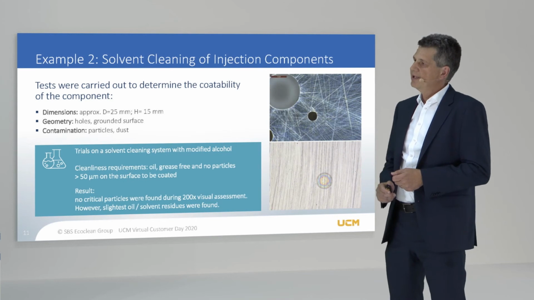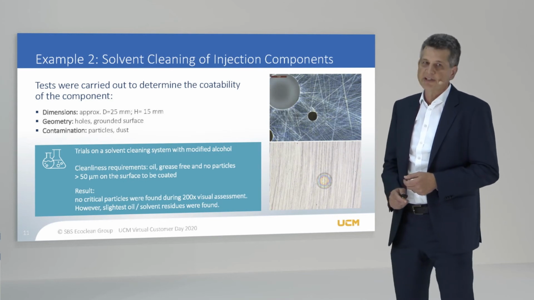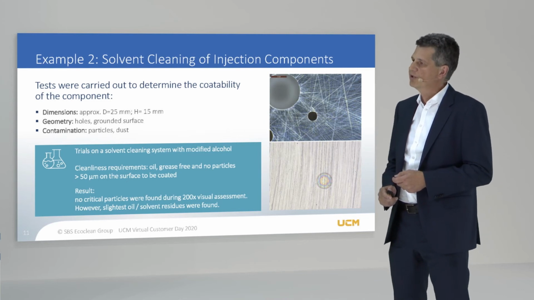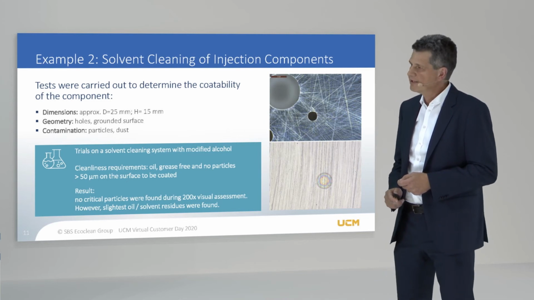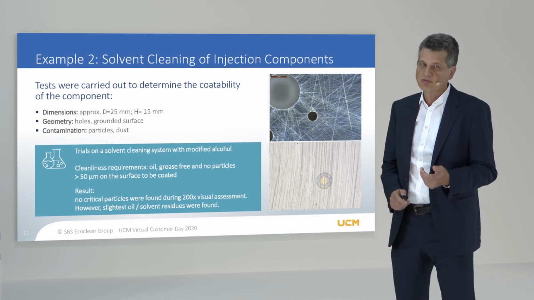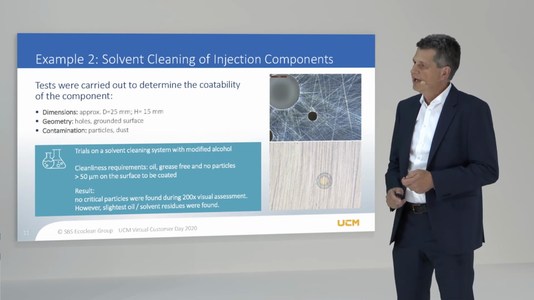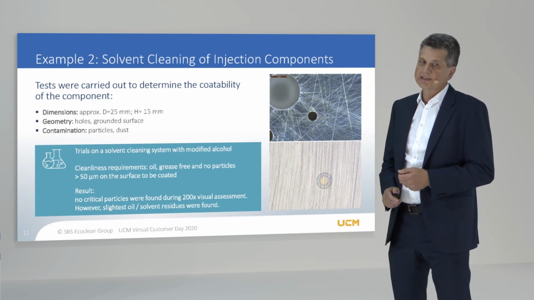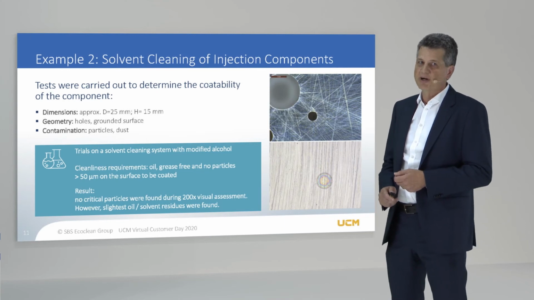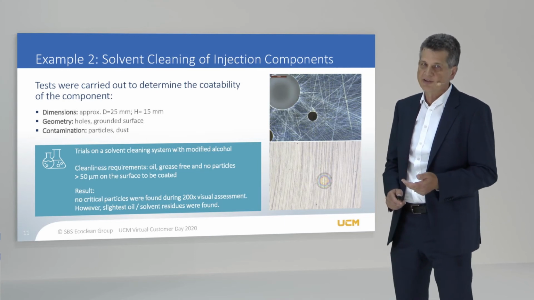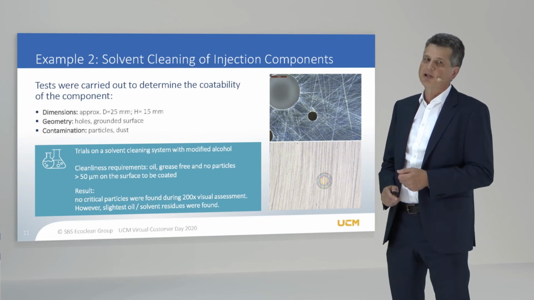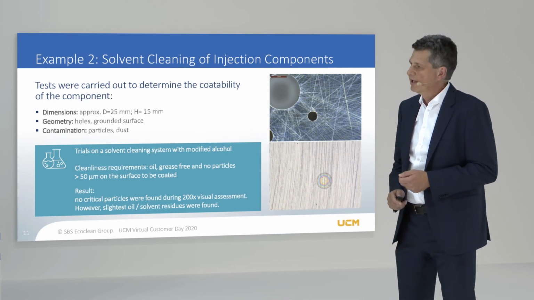Next example was cleaning of an automotive component, an injection component, prior to PVD coating. So what we did is we tested the real component, which was also ground and had holes, and the contamination was very little since the parts had been pre-cleaned and were fairly clean. Only particles, dust, and a little bit of grease out of the air had to be removed.